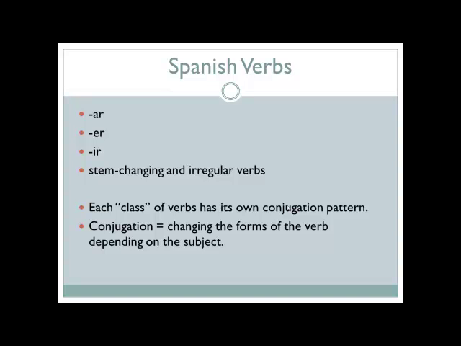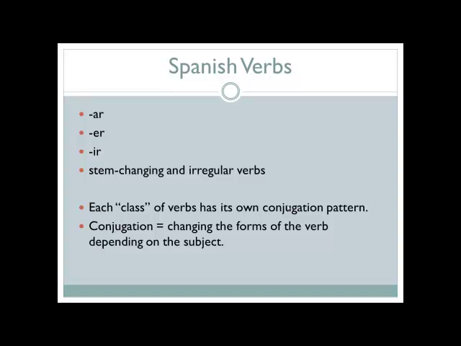AR, ER, and IR refers to the endings of those verbs when they are in their infinitive, their most basic form. The infinitive is what you'll see if you look up a verb in the dictionary, and it means to whatever the action is. So for example, the AR verb hablar means to speak. You will want to review the video about AR verbs if you haven't done so already. And now we're moving on to those second two groups of verbs, which are ER and IR verbs.